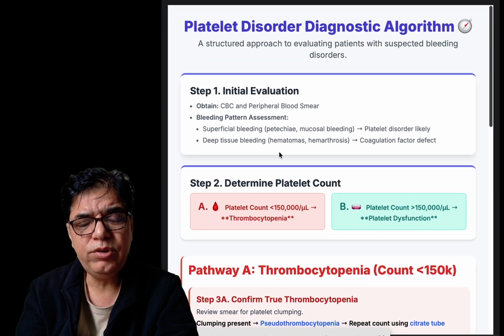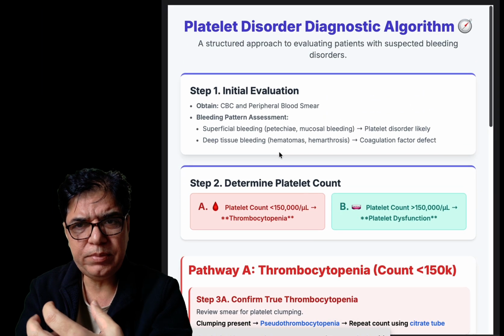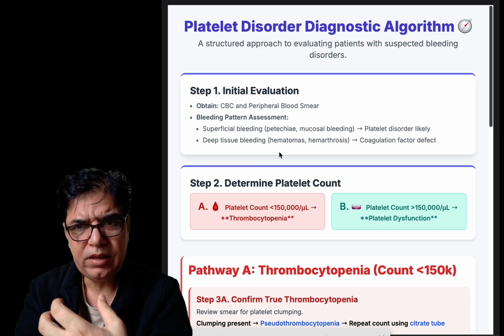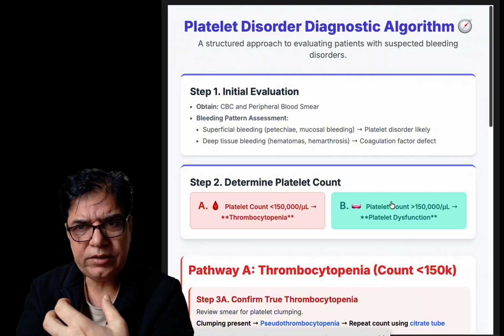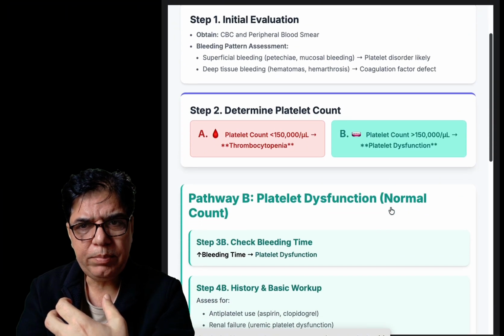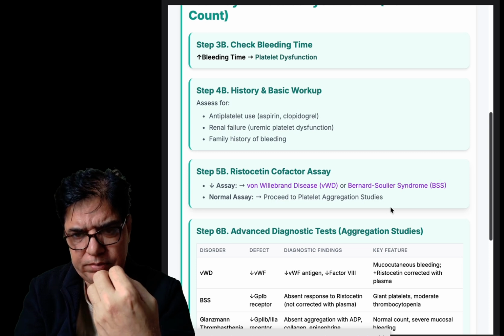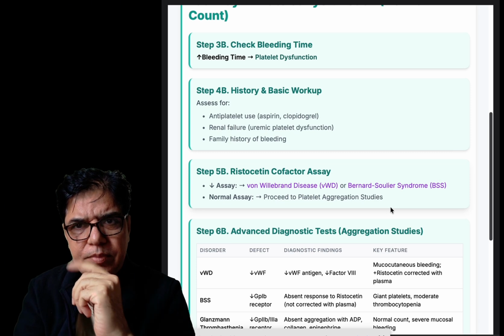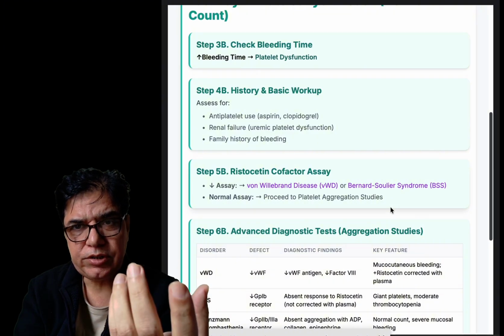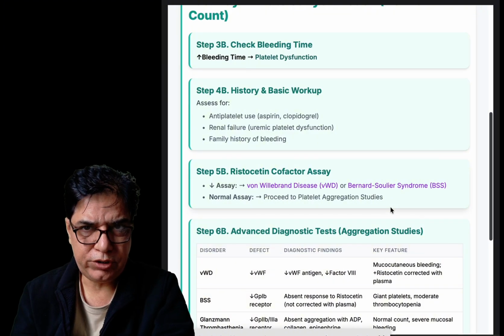Now, what if you think that there is some platelet disorder, because there's either mucocutaneous bleeding or epistaxis or something, but the platelet count is normal? Then probably you are dealing with what we call platelet dysfunction. So what happens in platelet dysfunction? The important thing here is to check for bleeding time, because if the bleeding time is increased with a normal platelet count, then you are dealing with platelet dysfunction.